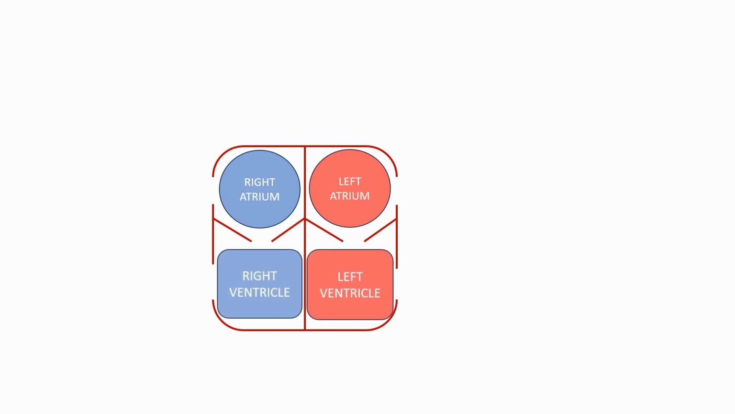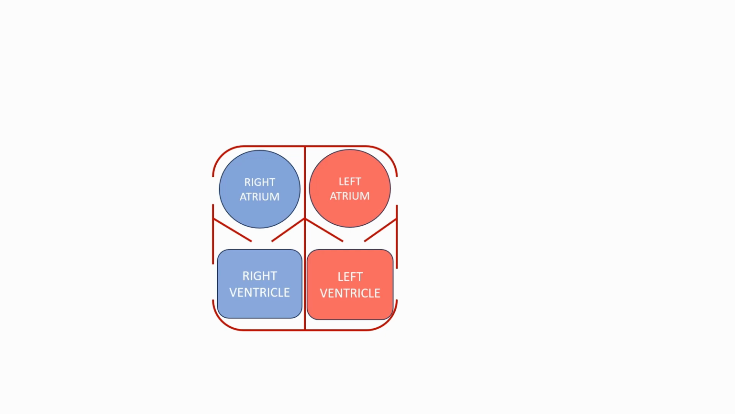Now let's have a look at the heart. The human heart is essentially made up of 4 chambers. There are 2 upper chambers which are called the atria. So there's a right atrium and a left atrium. There are 2 lower chambers which are called the ventricles. So there's a right ventricle and a left ventricle.